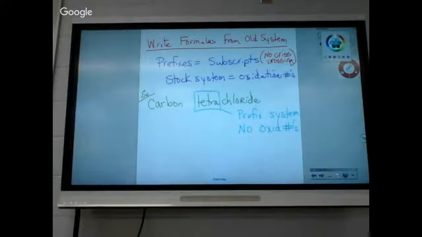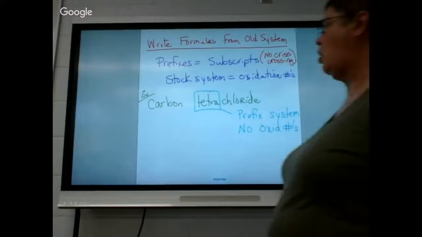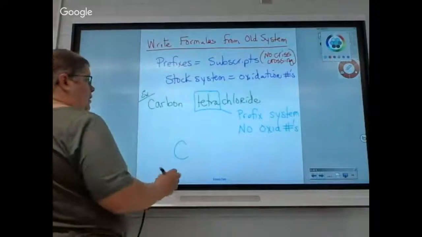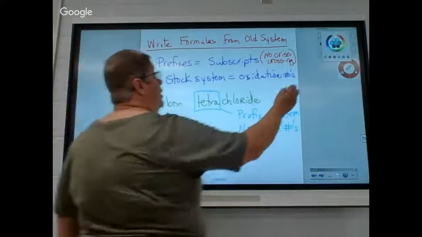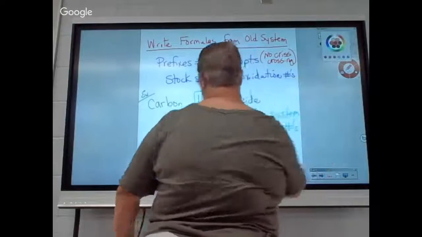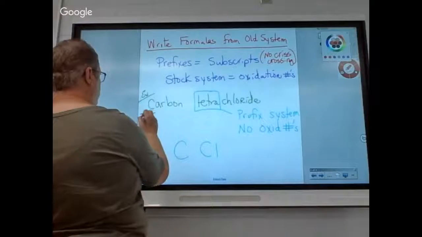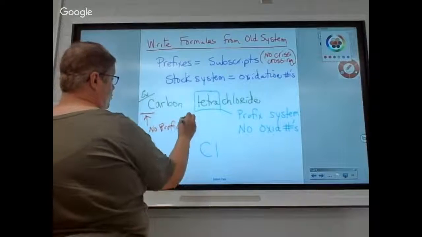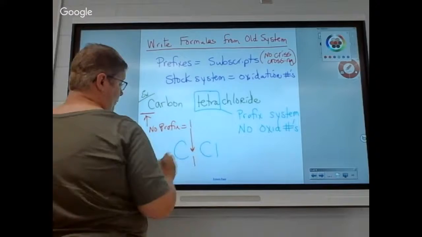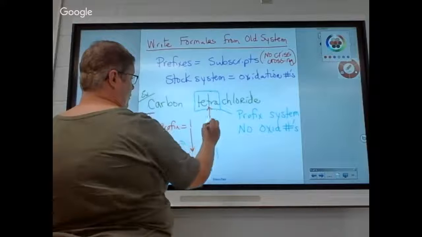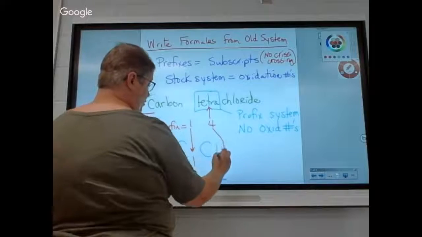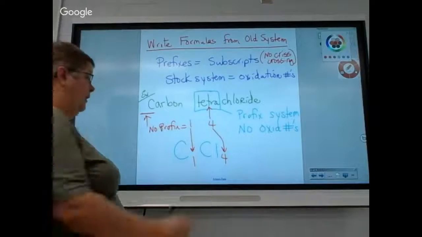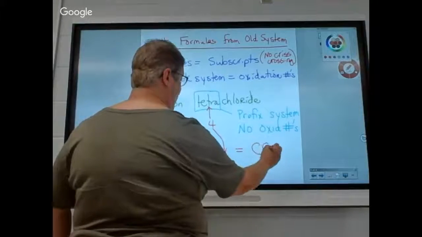That's right. So the first thing we're going to be tempted to do is grab up that card and find them. But we don't do that. All we do is look at the formula and go, carbon is C. Chloride is Cl. And then we look up here and go, carbon has no prefix, equals 1. Tetra means 4, so we write 4. And the answer is CCl4.